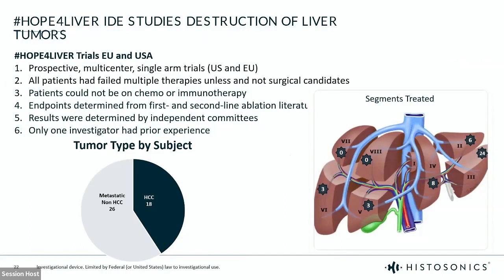So following that study and the success of it, we undertook doing 2 trials. One is the Hope for Liver study in the EU, and the other is the Hope for Liver study in the US. We've now treated 48 patients, and we've submitted to the FDA on the basis of the first 40 evaluable subjects for both the US and EU. They're sequential.